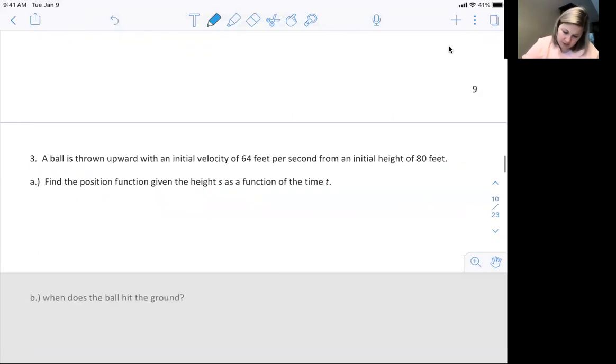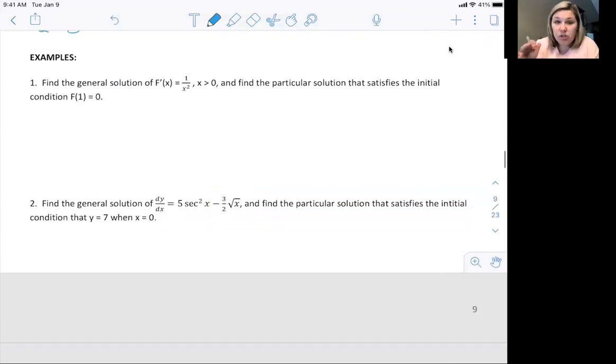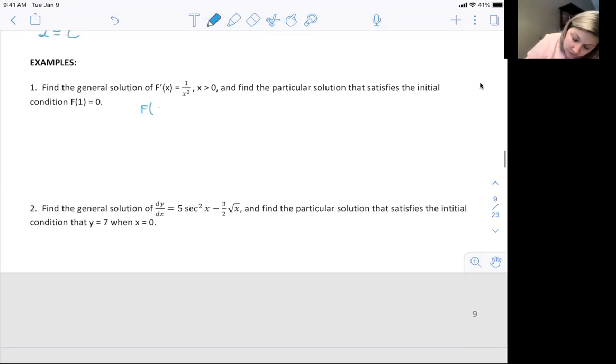So I think we've only got 3 examples. This is a short section, so we'll be done here pretty quick. Number 1 says, find the general solution of f prime of x is equal to 1 over x squared for x greater than 0, and find the particular solution that satisfies the initial condition f of 1 is equal to 0. So if f prime of x is equal to 1 over x squared, we're saying that's the derivative of our function. Then that means that f of x is going to be equal to the antiderivative of 1 over x squared dx.